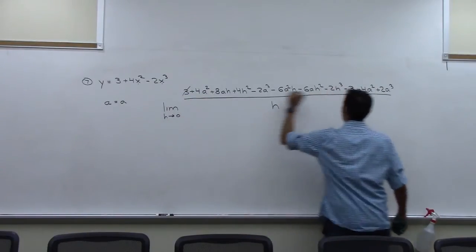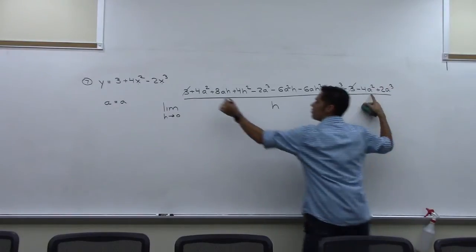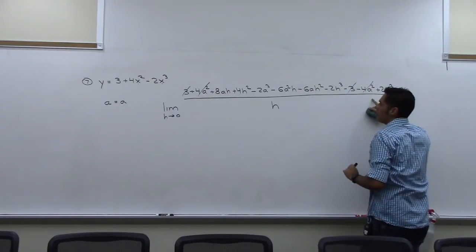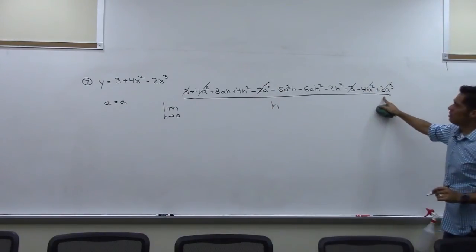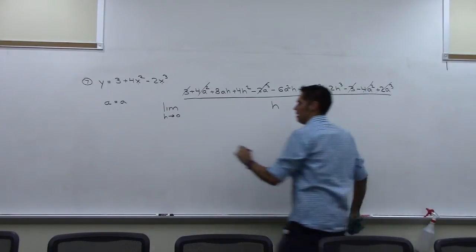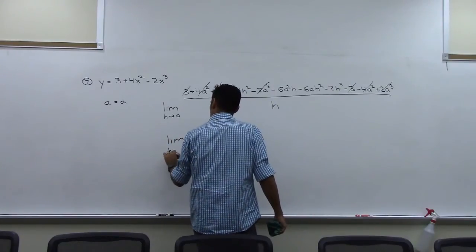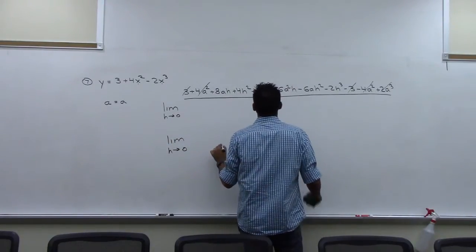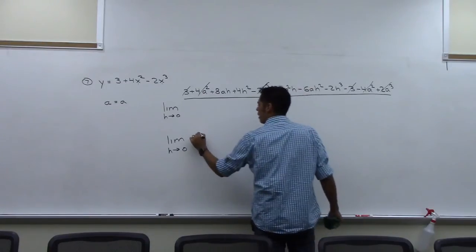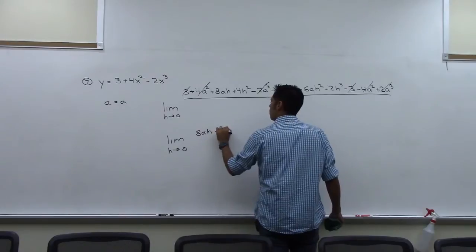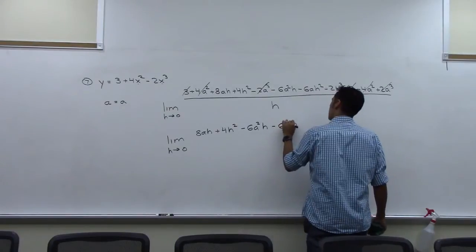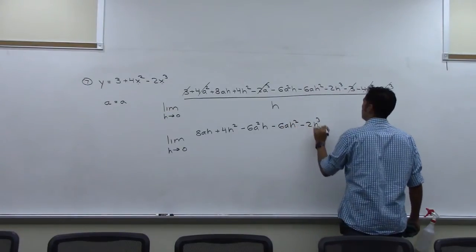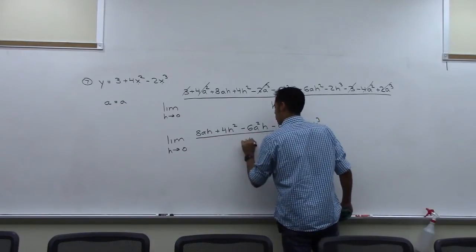Let's see, 3 and 3 are gone. 4a squared and 4a squared are gone. 2a cubed, negative 2a cubed and 2a cubed. And everything else in here has an h. So I'm okay with that. Limit h goes to 0. All right, okay, I'll write it. 8ah plus 4h squared minus 6a squared h minus 6ah squared minus 2h cubed all over h.